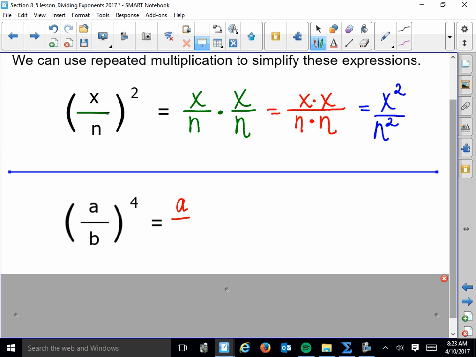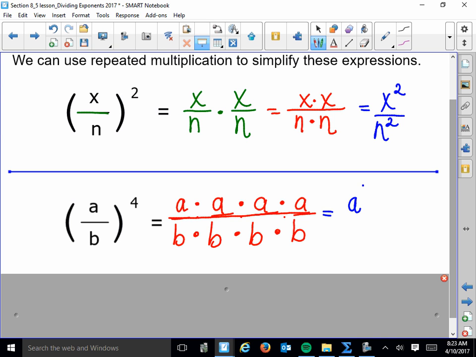Okay, so we have a over b times a divided by b times a divided by b times a divided by b. Okay, so I can look at this as one big problem. The a is in the numerator being multiplied by itself 4 times. So by definition of an exponent, that's a to the 4th. And b is multiplied by itself 4 times. So this simplifies to a to the 4th divided by b to the 4th.